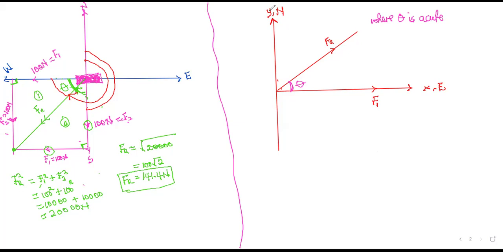So this is the situation. The angle between F1 and F2 is acute. We've dealt with when it is 0, when it is 180, and when it is 90. When the angle between two forces is 0 degrees, it means the two forces are parallel to one another. Take note.